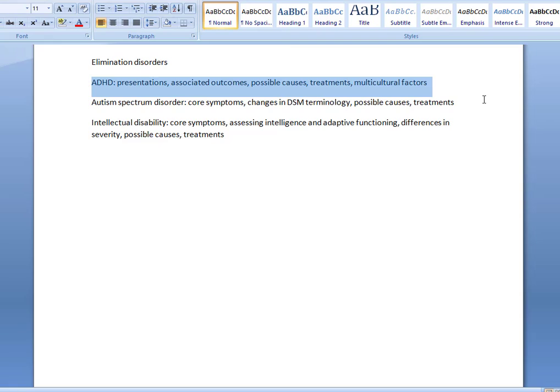Oftentimes it is thought of as being a biological issue. There is a genetic component. There may be a dopamine related issue here. ADHD could also be potentially caused or worsened by the environment that the child is in. So the treatments oftentimes involve a stimulant medication. Ritalin is one of the most common, but Adderall and others are possible.